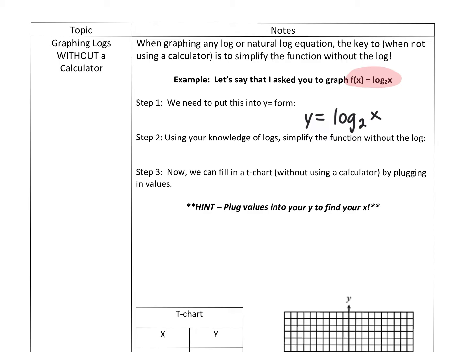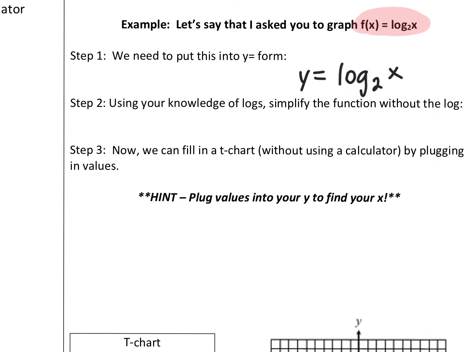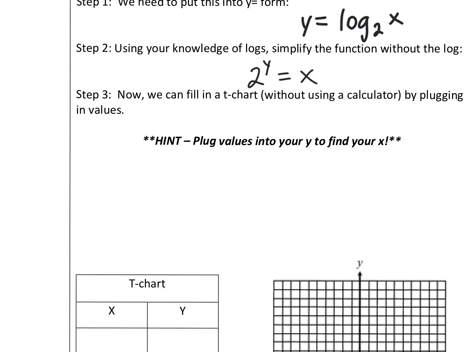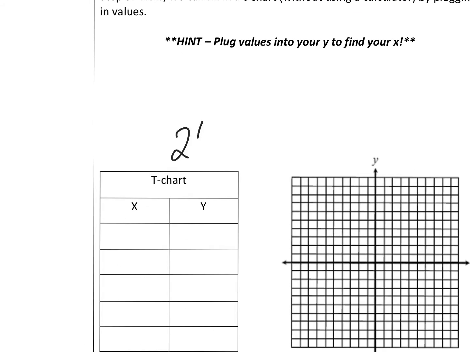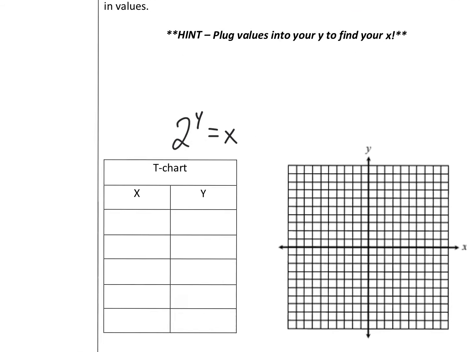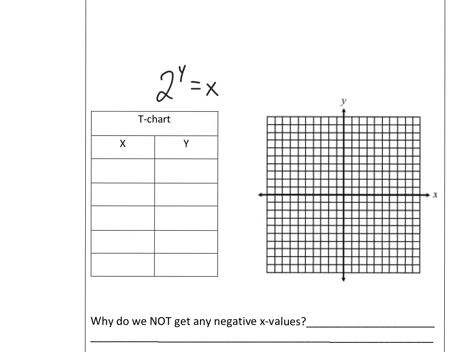Then I use my knowledge of logarithms to make this into an exponential function. My base would be 2, my exponent would be y, and it equals x, okay? I would then want to make a t-chart, okay? So 2 to the y power equals x. In order to make this t-chart, I would actually need to plug in values for y, okay? Because that's how I'd be able to do this without a calculator. So I could do like -2, -1, 0, 1, 2, or whatever numbers I choose.